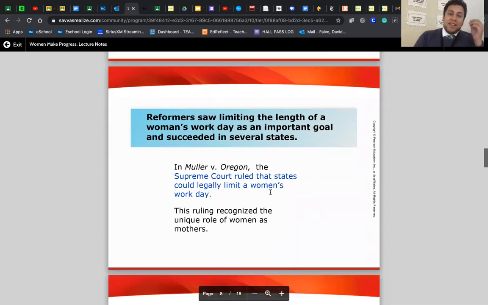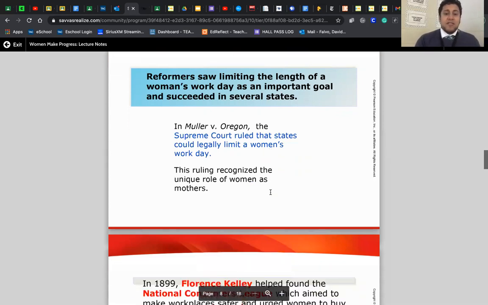Reformers saw limiting the length of women's workday as an important goal and succeeded in several states. So we're in Muller versus Oregon. That was a Supreme Court case. The Supreme Court ruled that states could legally limit a woman's workday. This ruling would recognize the unique role of women as mothers.